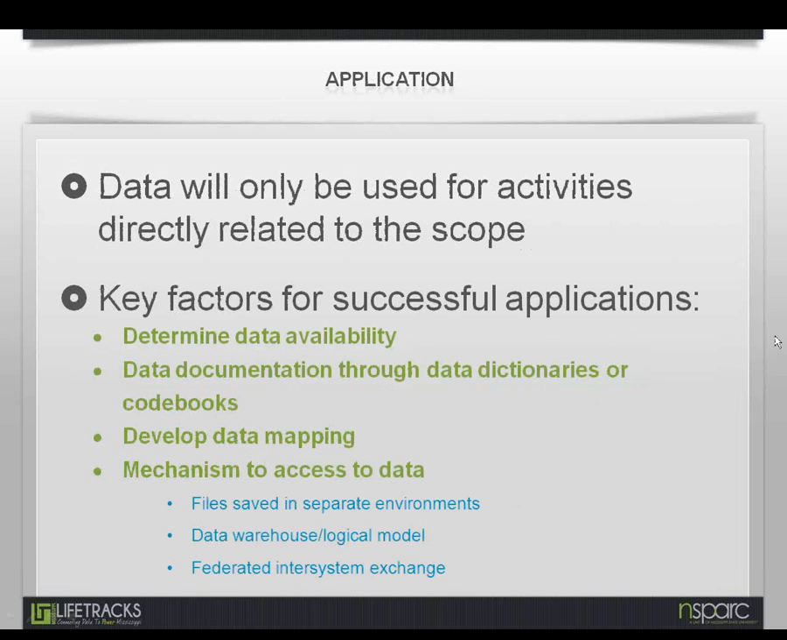The next slide, the third main element, is application. The definition of what you're going to do is only for activities directly related to the scope. And here, in Mississippi, we really focus on starting to flesh out that process. What are we really talking about in terms of data at that point? First, you have to determine what data is actually available, what data is out there. This comes from working with the data stakeholders tied in directly to that scope.